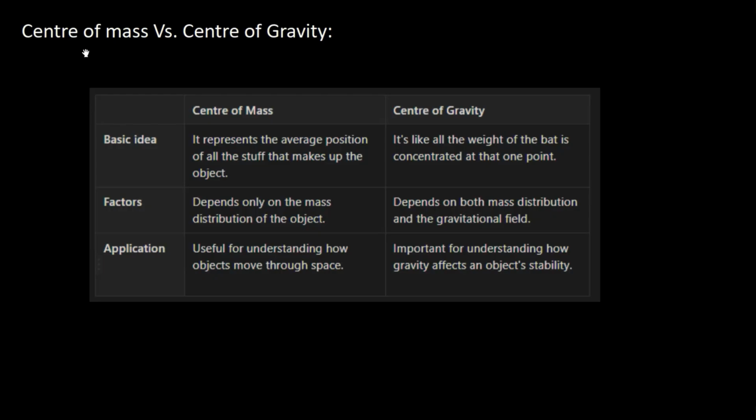So center of mass represents the average position of all the things that the object is made up of, while center of gravity is the average weight. So we are taking the average of the weight basically. The center of mass depends on mass and how it is distributed, while center of gravity not only depends on how the mass is distributed, but also on the gravitational field. Center of mass is used for understanding how objects move through space, while center of gravity is used for understanding stability.